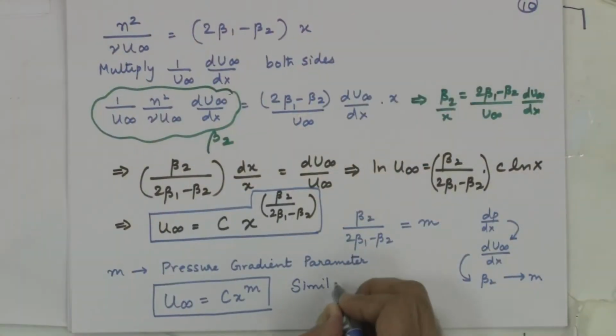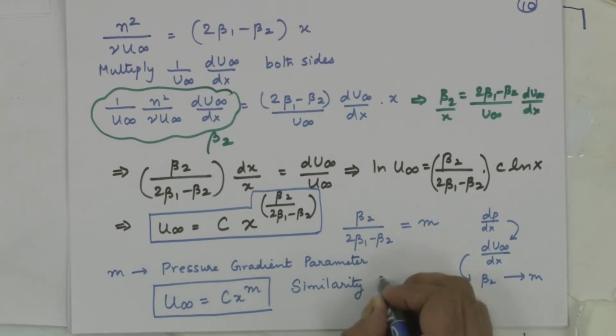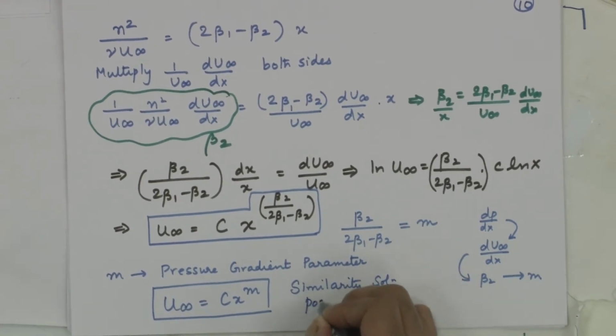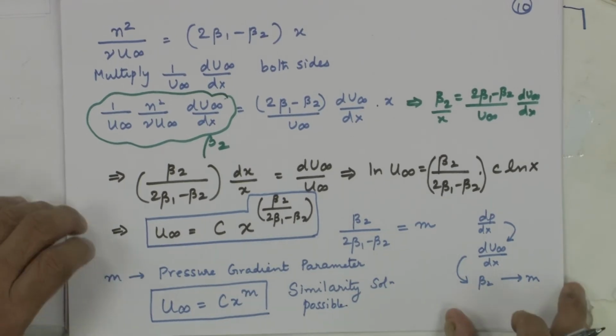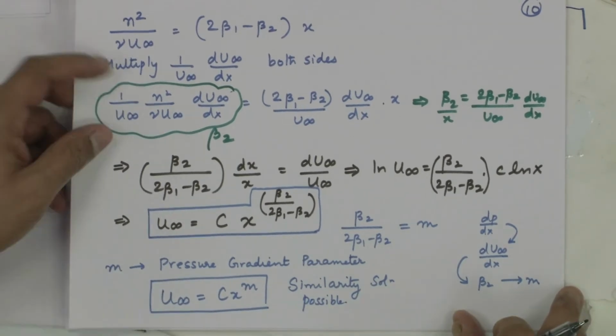dP by dx equal to 0, you will have a different value of m. dP by dx is negative, one other value. dP by dx is positive, some other value. So, this m is called the pressure gradient parameter. Therefore, u infinity is equal to Cx to the power m. For this profile only, similarity solution is possible. What is so great about this? We will see in a minute.